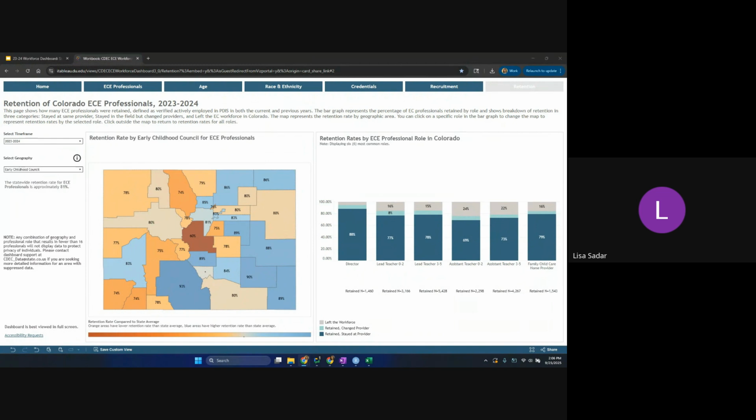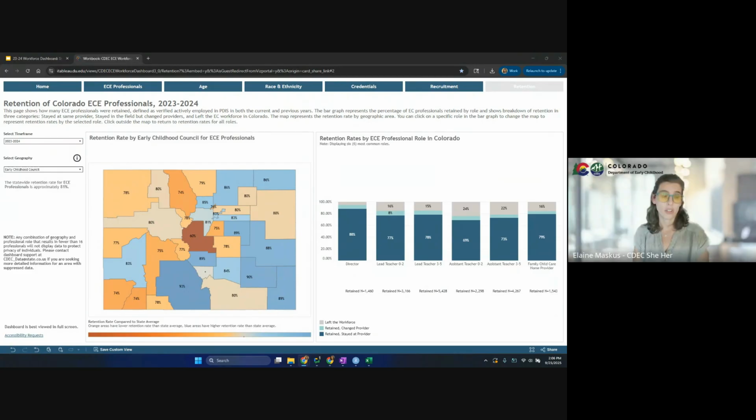I have a question, and maybe it's on one of the other tabs, but I'm curious about this: in the past, we saw a big difference between program type and turnover. I'm curious about that here, and whether within the system you can tell by program type.